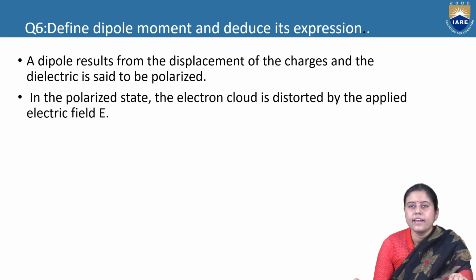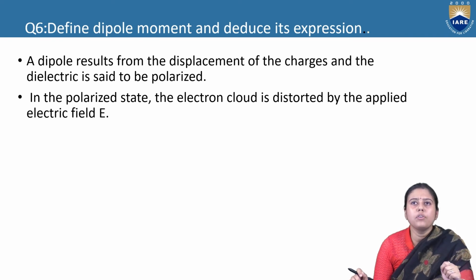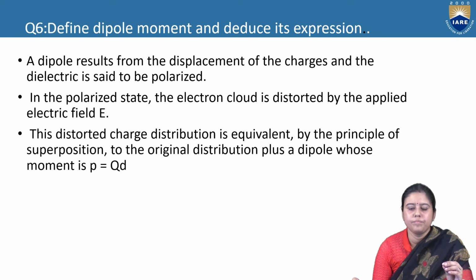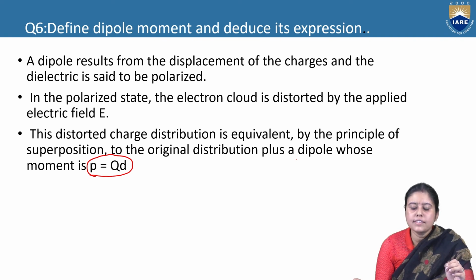In the polarized state, the electron cloud is distorted by the applied electric field. When we apply an electric field, the cloud is distorted by the applied electric field E. This distorted charge distribution is equivalent, by the principle of superposition, to a dipole, and we can write the dipole moment as P equals Q times d. What is Q? Q is the charge value and d is the distance between them.